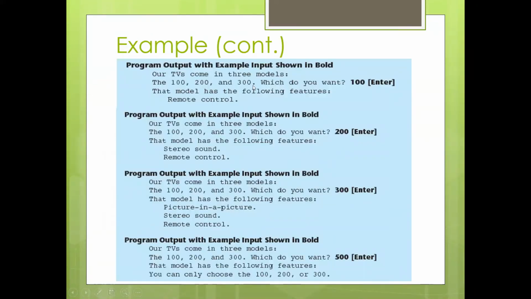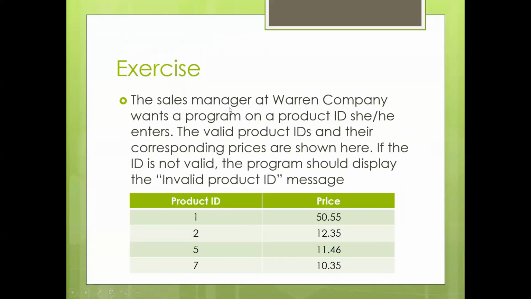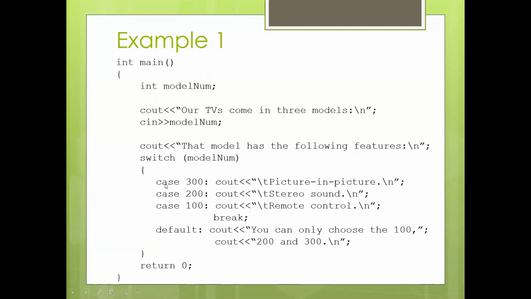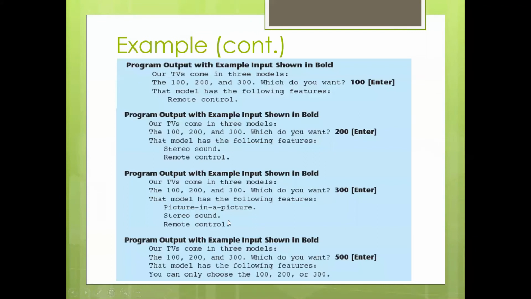Okay, so bila user masukkan 100, dia keluarkan remote control only. So dia macam ni, dia akan pilih macam ni. Dia akan tengok adakah case sama dengan 300 tak? Case sama dengan 200 tak? Case tu sama tak dengan 100? Adakah 100 sama dengan 100? Yes, bila yes dia akan ambil, dia akan keluarkan remote control and then dia break. So bila break dia terus keluar. That's why dia keluarkan remote control.